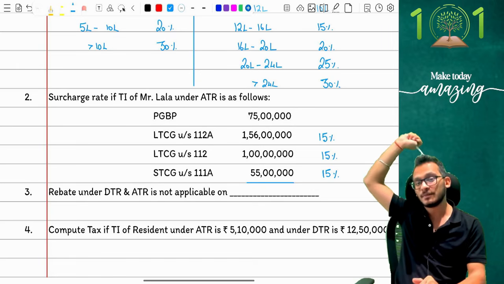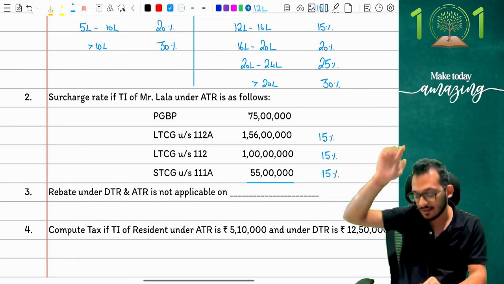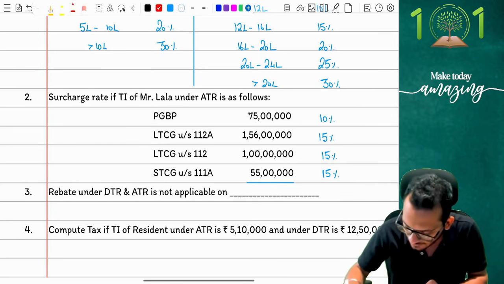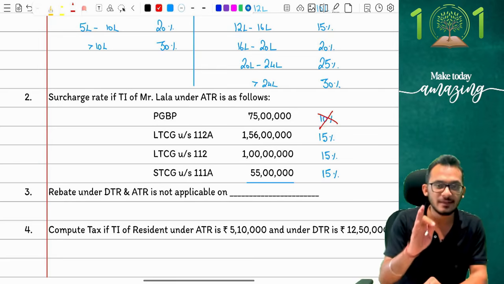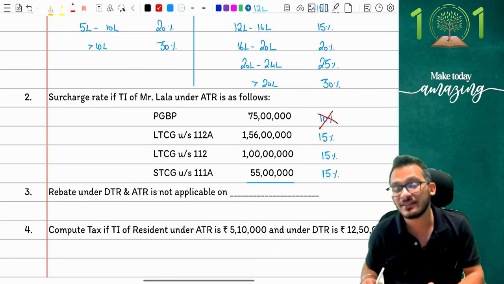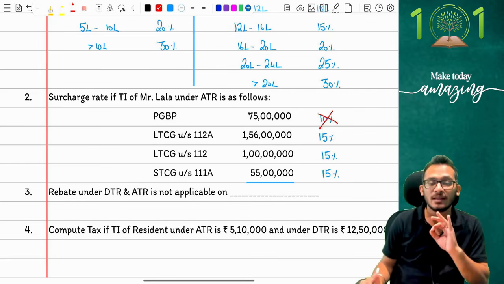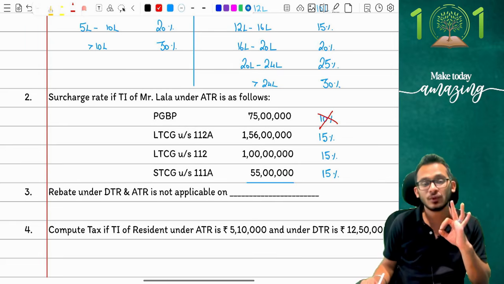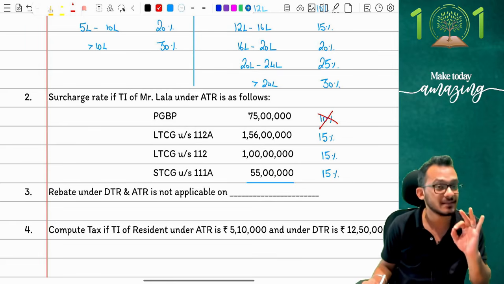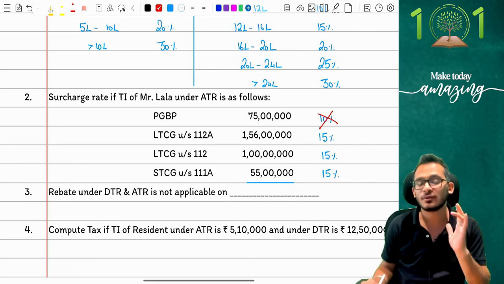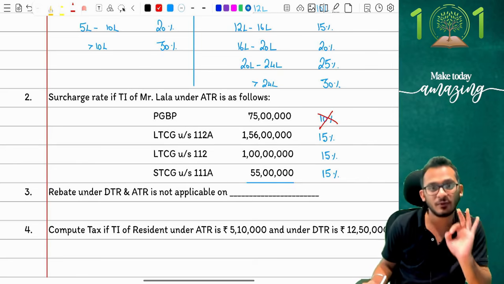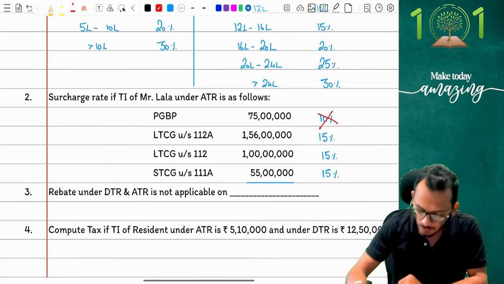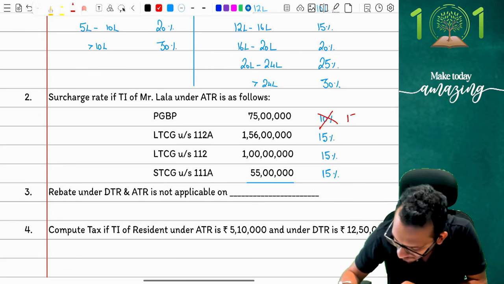So let's apply a 10% surcharge. If you end up giving a 10% surcharge, I am sorry, 0 marks. For those who remember in the class, we have discussed this in detail as well. The moment your income crosses 2 crores, the minimum surcharge that you have to apply on every income has to be 15%. You cannot give a number less than 15%.